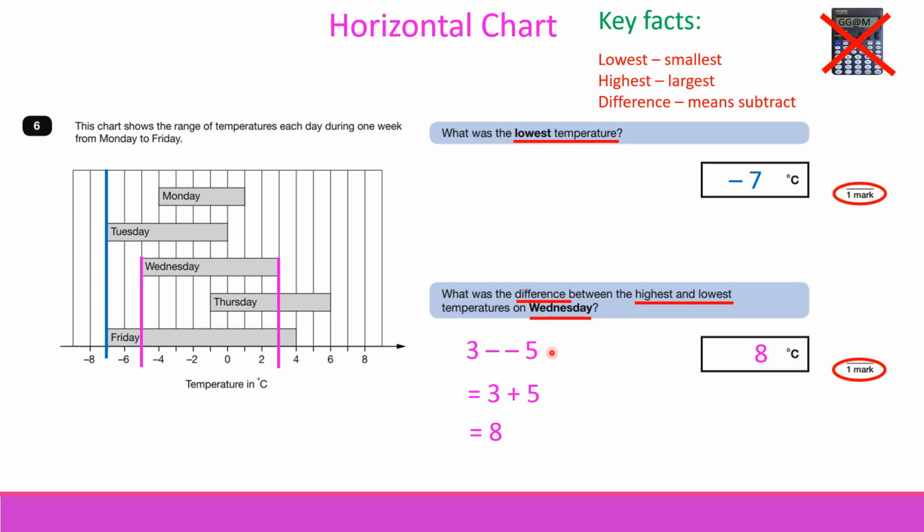Some of you will find that difficult to work out, the negative take away a negative. So basically the question wants to know the difference. What is the gap between these two values here? So if I start at the -5 and count on 1, 2, 3, 4, 5, 6, 7, 8, I get the same answer as I've just worked out here.